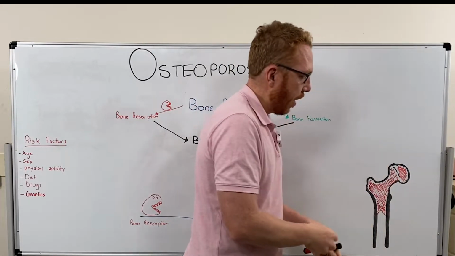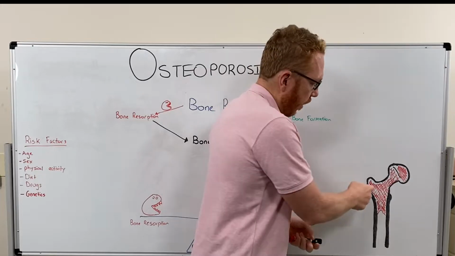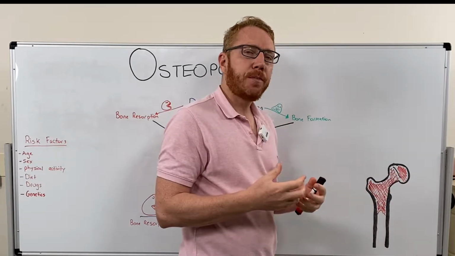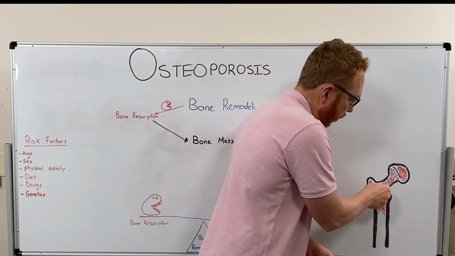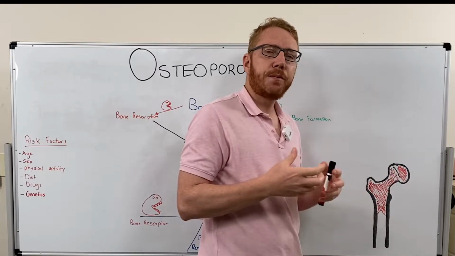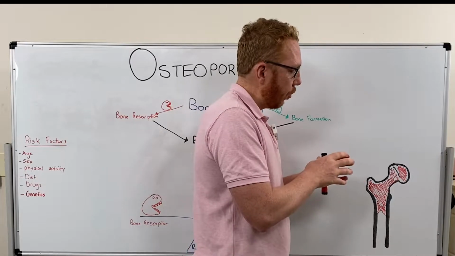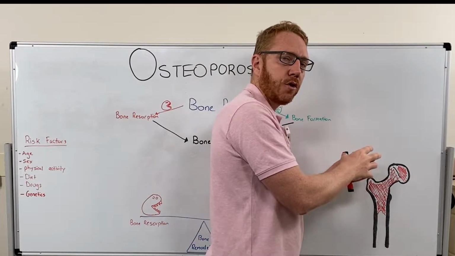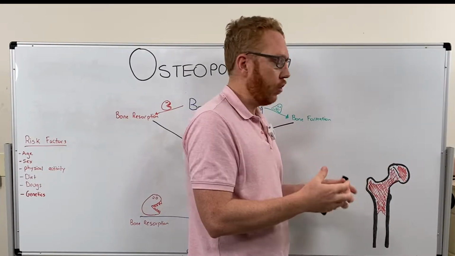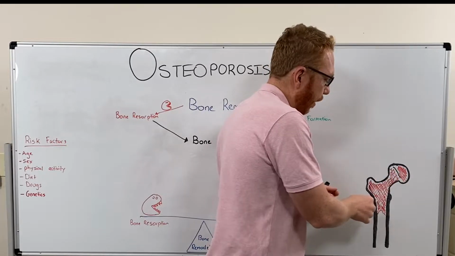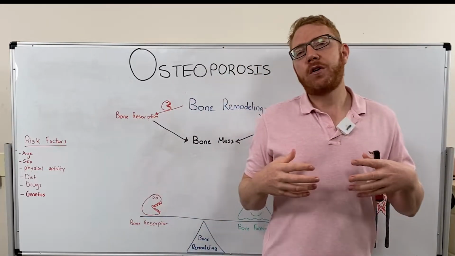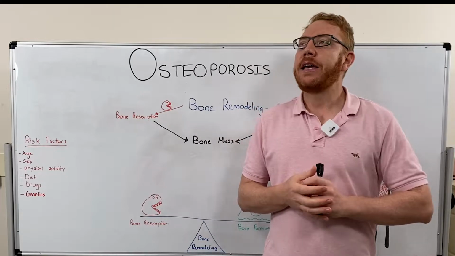compressive forces. Now, deeper to compact bone, which you can see in red, is spongy bone. This is less dense. It has almost these little holes all the way through it, which makes it look like a sponge. And this is why it's called spongy bone. But this tissue also allows for flexibility and strength, but without the weight associated with compact bone.